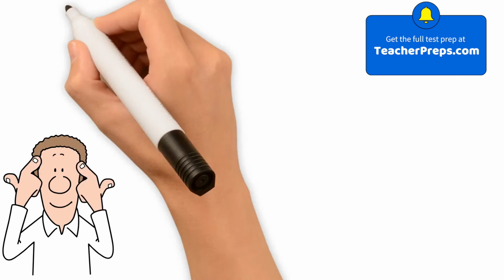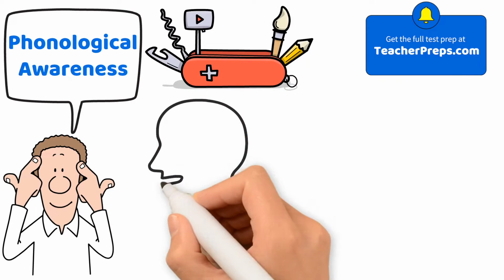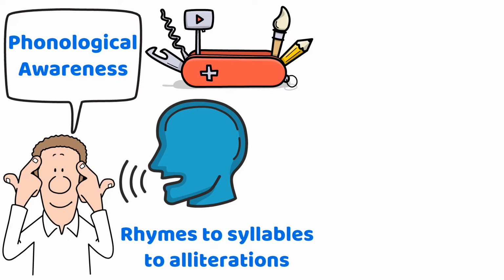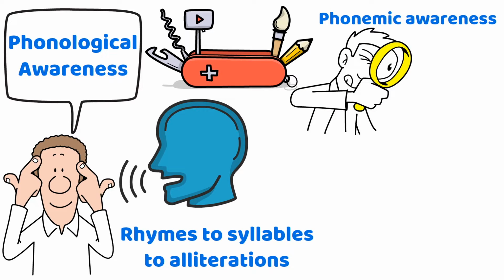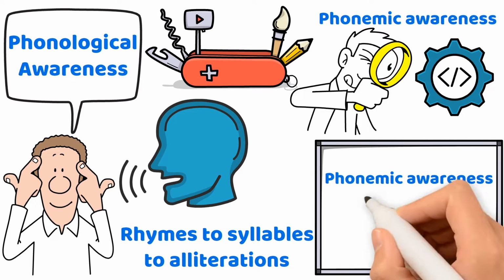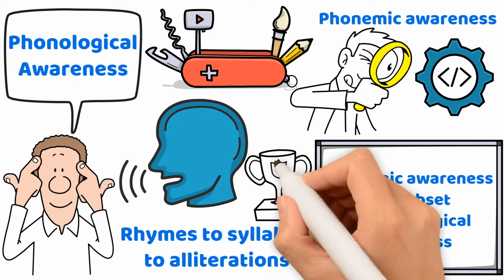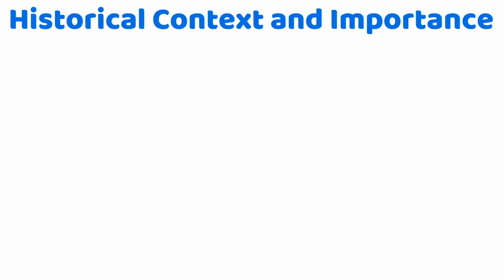First, by understanding that phonological awareness is your toolkit for recognizing and manipulating the broader sounds of spoken language, from rhymes to syllables to alliterations. Phonemic awareness zooms in further, focusing on the individual sounds, or phonemes, that make up words. It's crucial for decoding written language. Remember, phonemic awareness is a subset of phonological awareness, each playing a critical role in reading development. Next, let's have a refresher on the historical context and importance of phonological and phonemic awareness.